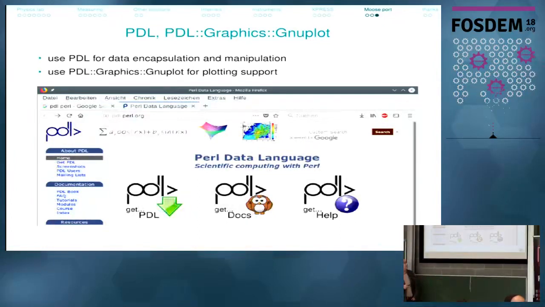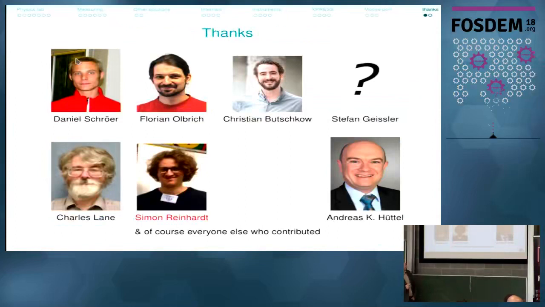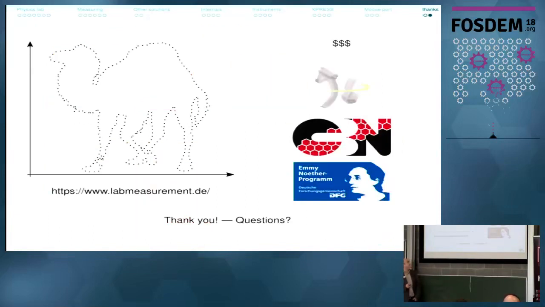And with that, I'm getting to the end. I'm not the only person who is involved in this. Daniel started it like 11 years ago. Florian introduced the layer model. Christian Bulchkov and Stefan Geisler made this express layer for the fast creation of scripts. Charles Lane introduced a lot of code for oscilloscopes. They use this at particle accelerators. Simon is the guy who is now doing all the work porting it to Moose. And of course, some more people were involved. All the details are, of course, in the Git log. And with that, I'm finished, and thanks for your attention.